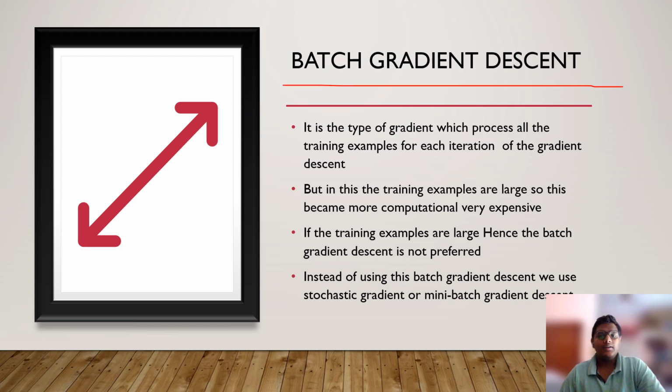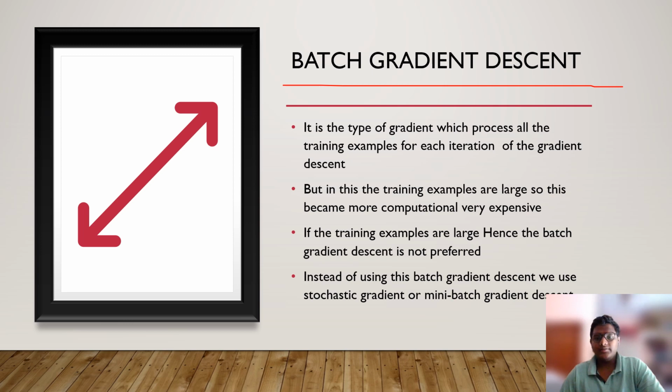It is a type of gradient descent which processes all training examples for each iteration. But the drawback of batch gradient descent is that when the training examples are large, it becomes very computationally expensive. So if the training examples are large, batch gradient descent is not performed, as it becomes computationally difficult to work with.